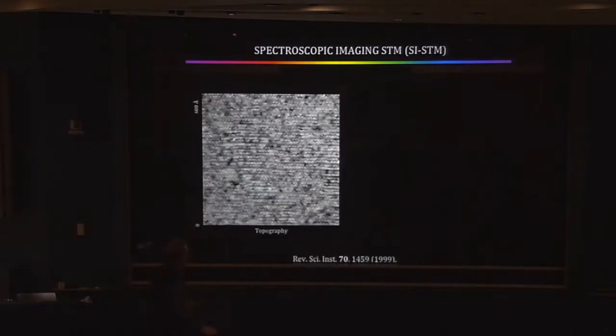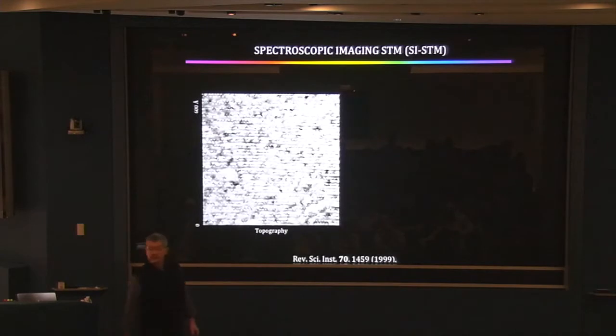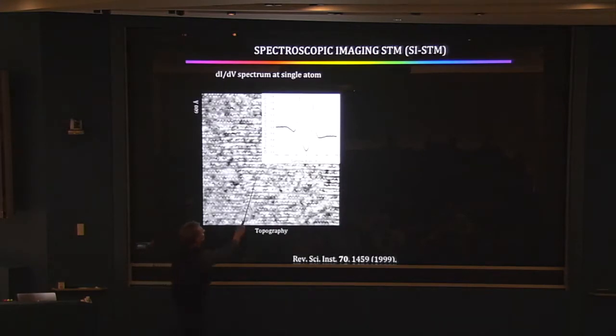All right. Now here's a simple idea. Take some complicated surface and put your STM tip up there in the left-hand corner and measure the differential conductance. That's the dI/dV versus V. It's a curve. And assign that curve to the first atom up there in the left-hand corner. Okay? That's a simple idea.